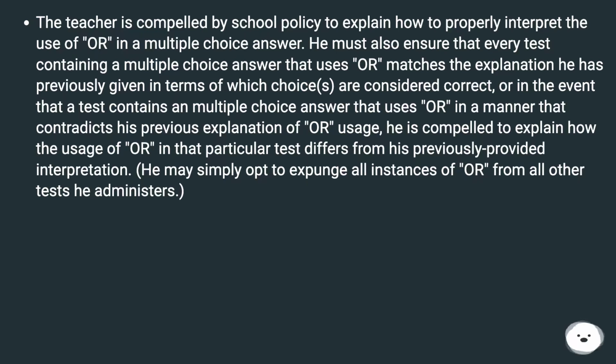The teacher is compelled by school policy to explain how to properly interpret the use of or in a multiple choice answer. He must also ensure that every test containing a multiple choice answer that uses or matches the explanation he has previously given in terms of which choices are considered correct, or in the event that a test contains a multiple choice answer that uses or in a manner that contradicts his previous explanation of or usage, he is compelled to explain how the usage of or in that particular test differs from his previously provided interpretation. He may simply opt to expunge all instances of or from all other tests he administers.